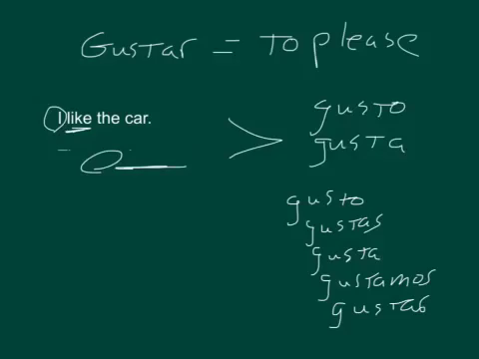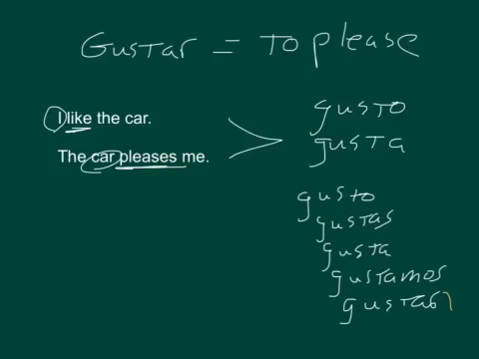So the verb gustar means to please, and it conjugates like this, as we've seen. So I please would be gusto, you please would be gustas, he or she or it pleases would be gusta, we please would be gustamos, they please would be gustan. So almost every single sentence that you will ever use that expresses to please, or the idea of to like, the verb gustar is going to conjugate in either gusta or gustan, right?